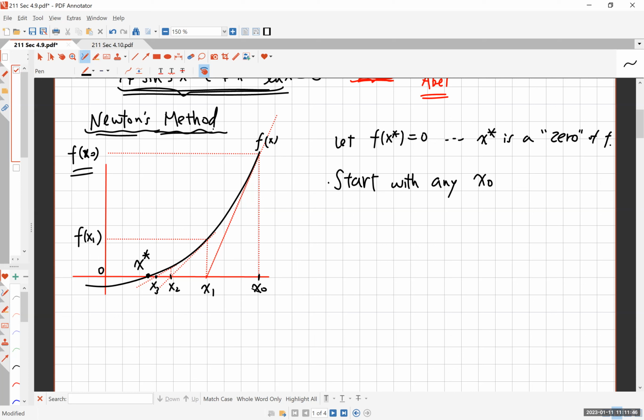All right, so start with any x0. All right, so we assume that your random first guess is not going to give you the real 0. If it is, then you stop and that's it, okay? And then you find the tangent line.